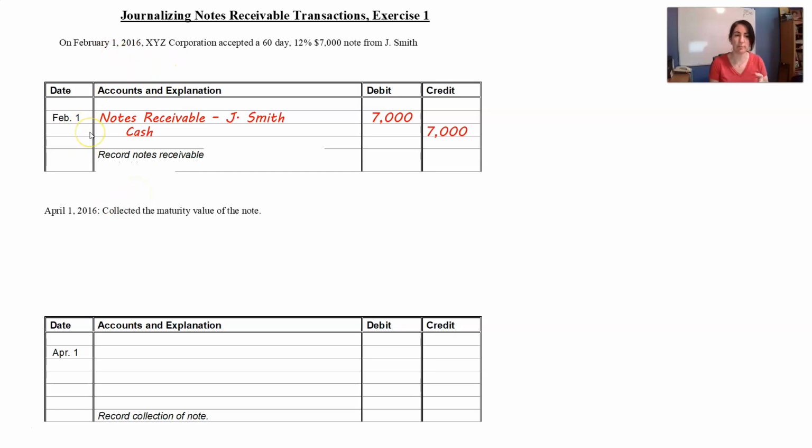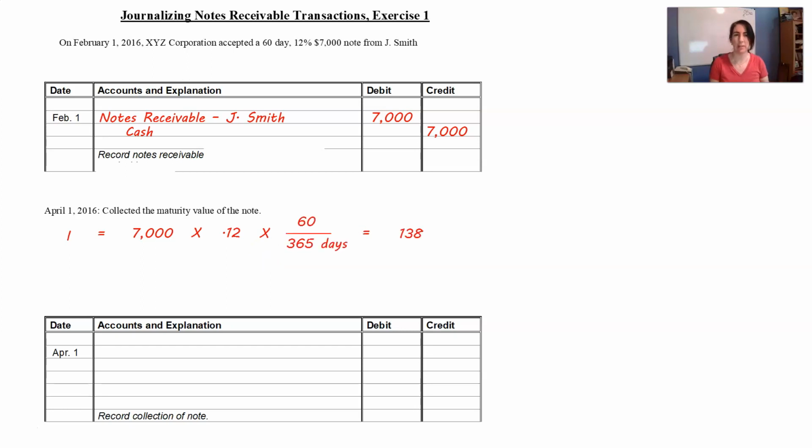That was February 1st. Now on April 1st, 60 days later. I don't know if that's exactly 60 days, but we'll go with it. We're going to calculate the interest. Interest is principal times interest times time, right? So $7,000 principal, interest rate is 12%, which is a really, really high interest rate, but we'll go with it. And time is 60 days. Remember, that's a portion of years, so 60 over 365.